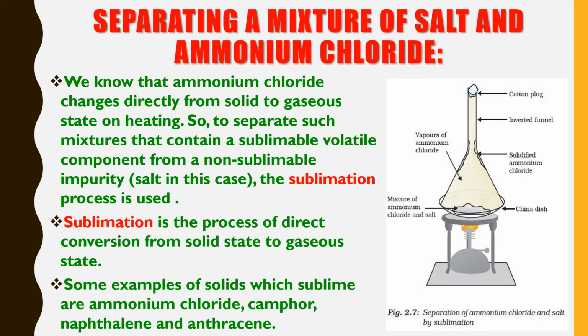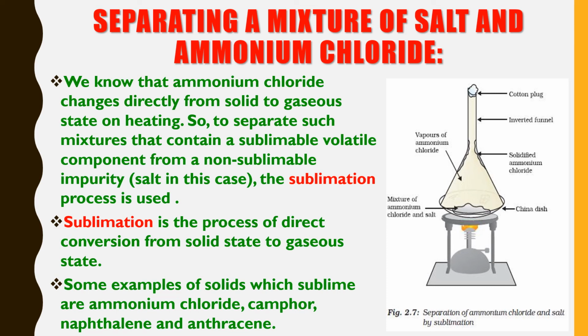So in order to separate such mixtures that contain a sublimable volatile component from a non-sublimable impurity, salt here, in this case salt is the impurity, the sublimation process is being used. So now we can define sublimation as the process of direct conversion from solid state to gaseous state without going to its intermediate state, that is liquid state. Some examples of the solids which sublime are ammonium chloride, camphor, naphthalene balls, anthracene, all these things.